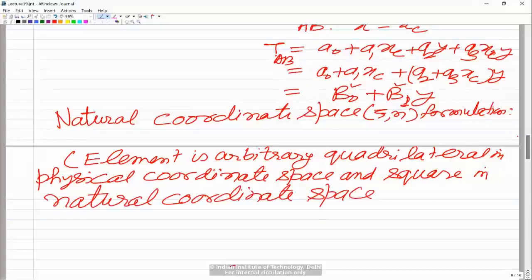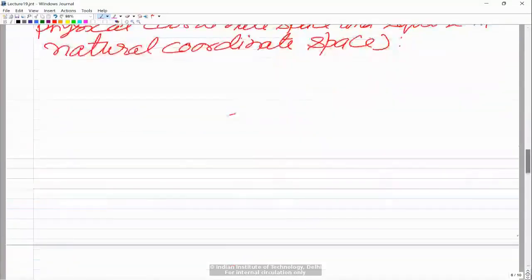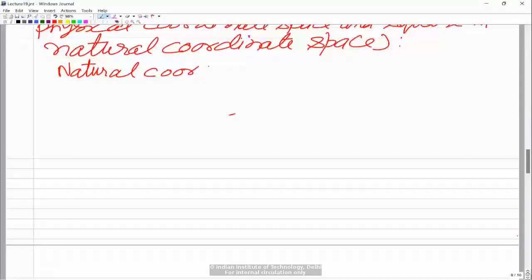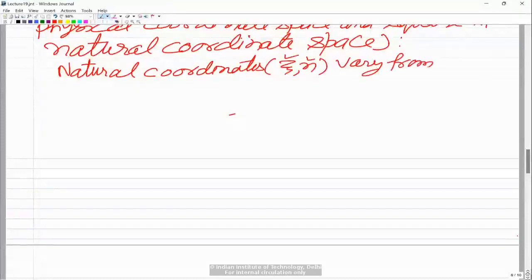Now, before that, we should know, of course, what is a natural coordinate. Essentially, the natural coordinates, as I said, xi and eta, vary from -1 to +1. So the coordinates which vary from -1 to +1 are referred to as natural coordinates. I am going to denote them, as I said, xi and eta. This is xi, and the second one is eta. So they vary from -1 to +1. Now if you look at the element, we are going to have a kind of mapping. So there is another concept, mapping, over here.